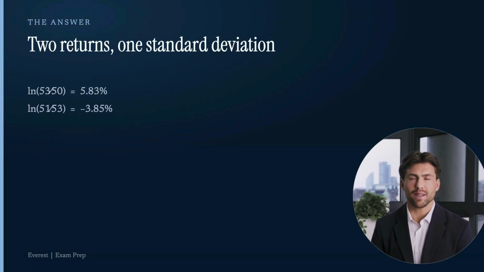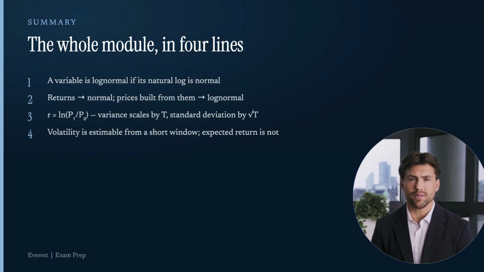Tuesday over Monday, the natural log of 53 over 50 is about 5.83%. Wednesday over Tuesday, the natural log of 51 over 53 is about negative 3.85%. The average is about 0.99%. Each return deviates from that average by about 4.84 percentage points. They go in opposite directions, so squaring, averaging with n-1, and taking the square root gives a standard deviation of about 6.84%.